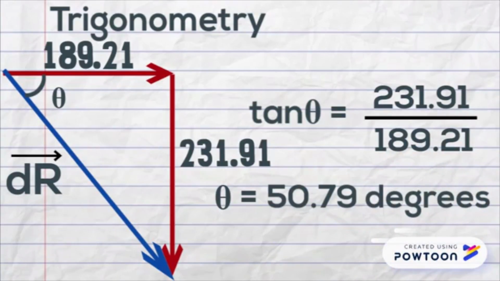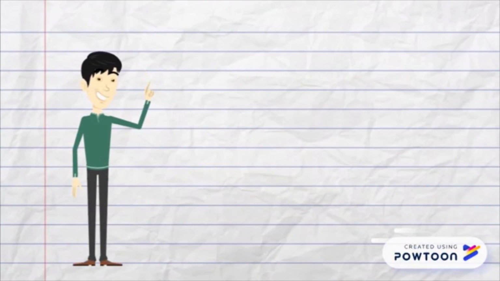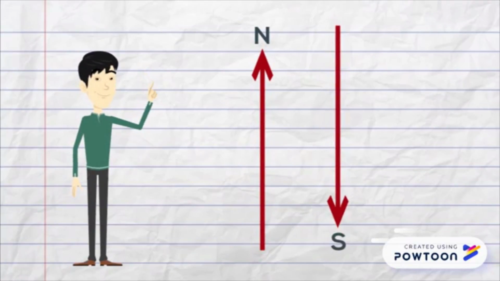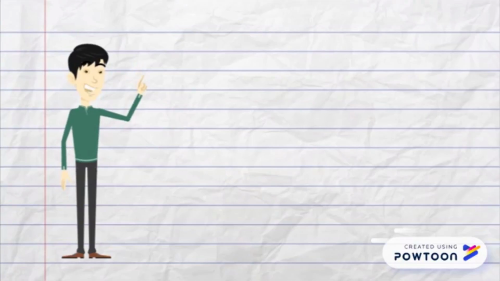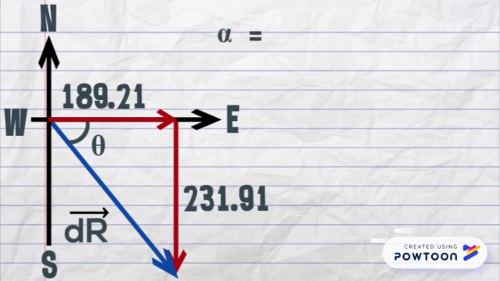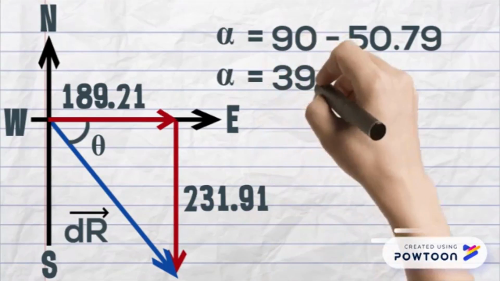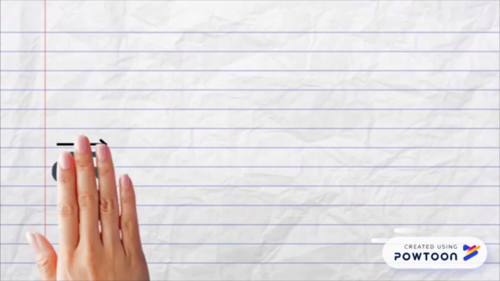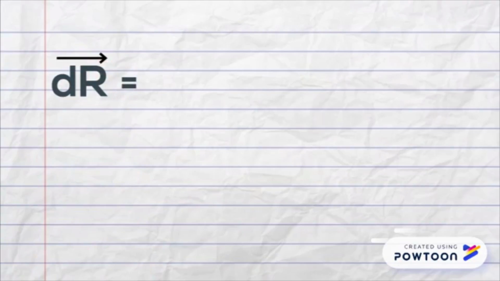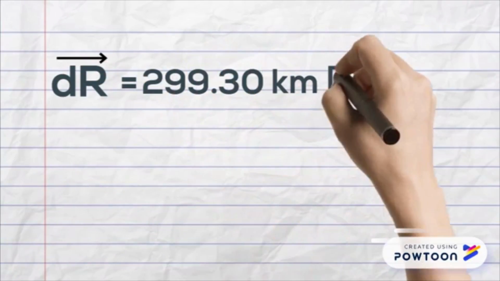Then it is equal to 50.79 degrees. As you have learned in lesson 1, quadrant bearing must be measured with respect to north or south. But the angle you found is measured with respect to east. Therefore, you have to use 90 degrees, subtract the angle, and you'll find the angle that is measured with respect to south. Finally, write down the final answer including both magnitude and direction.